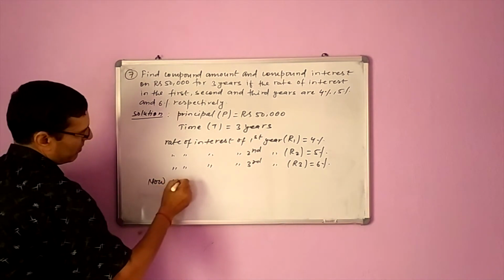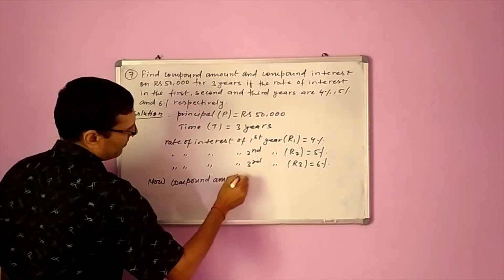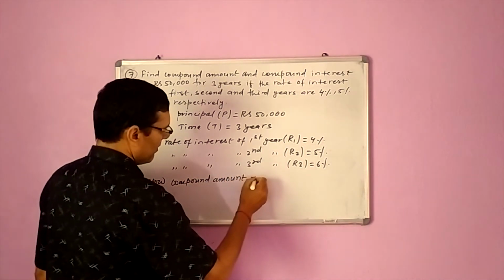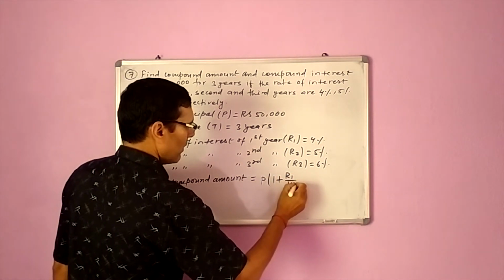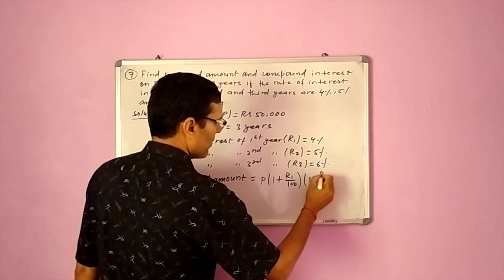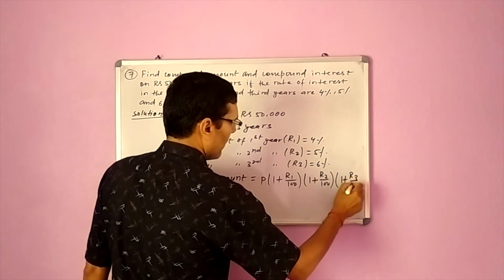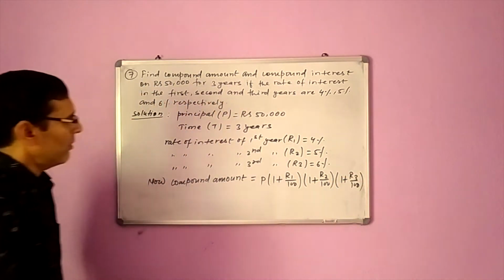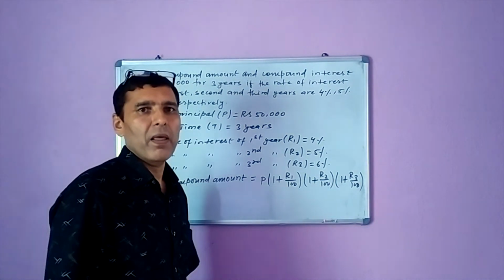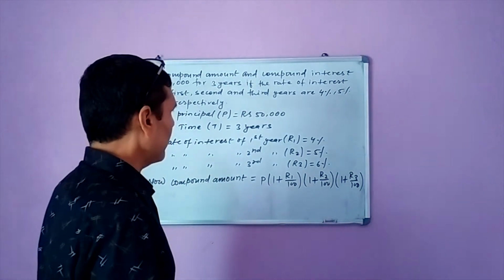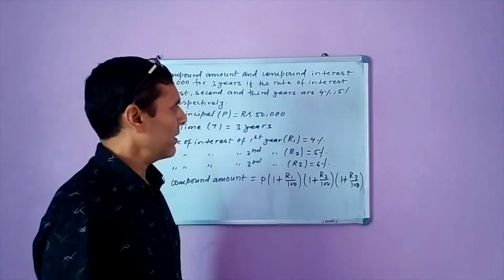So now the compound amount in this condition is given as P(1 + R1/100)(1 + R2/100)(1 + R3/100). This is the formula to calculate the compound amount when the rates of interest are different for different years, like R1 in the first year, R2 in the second year and R3 in the third year.